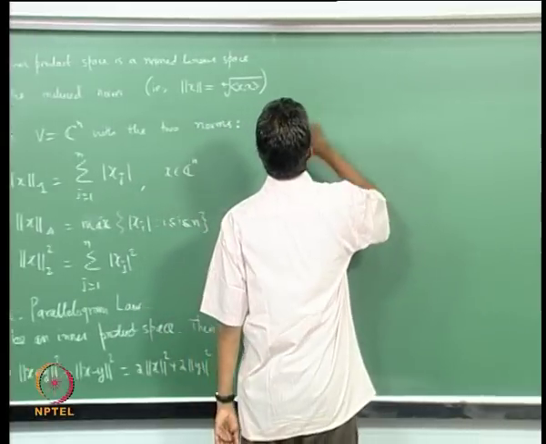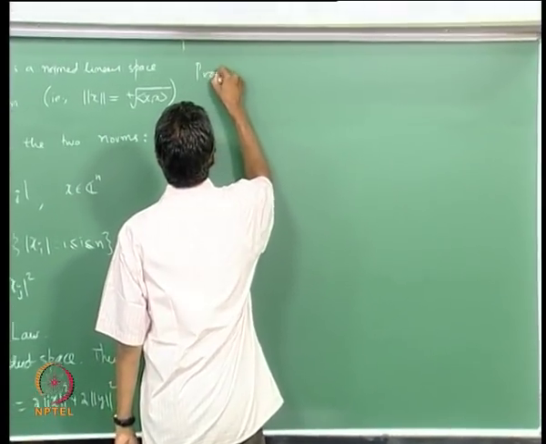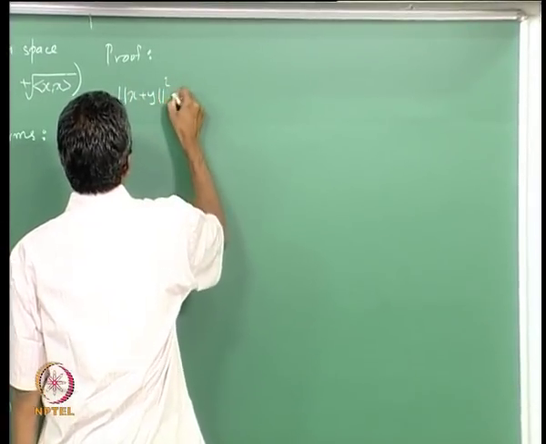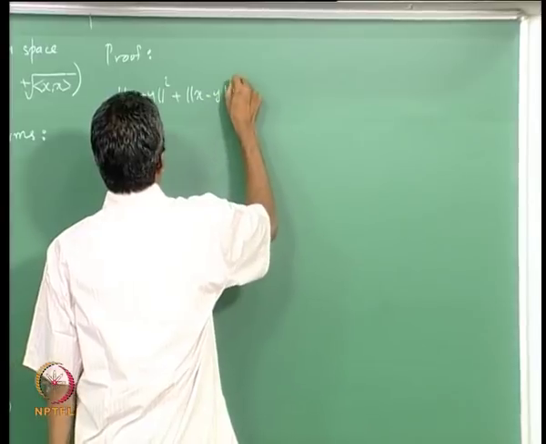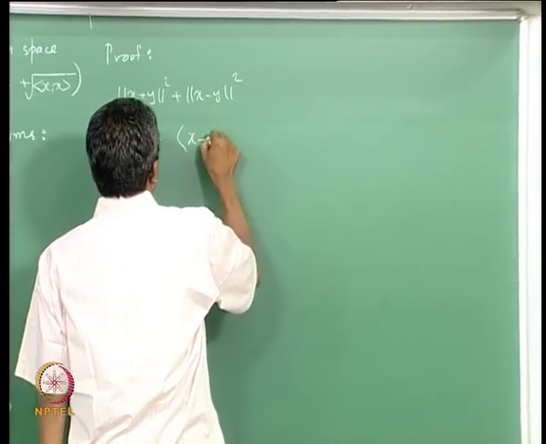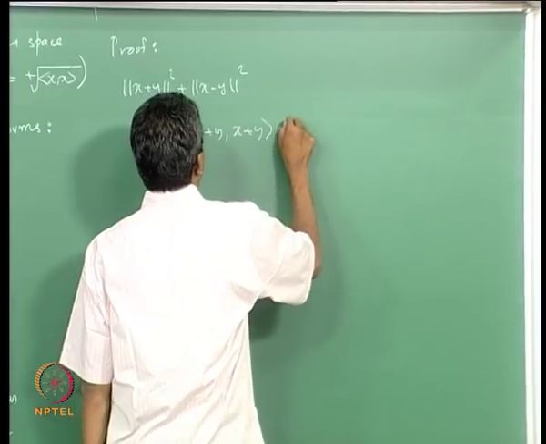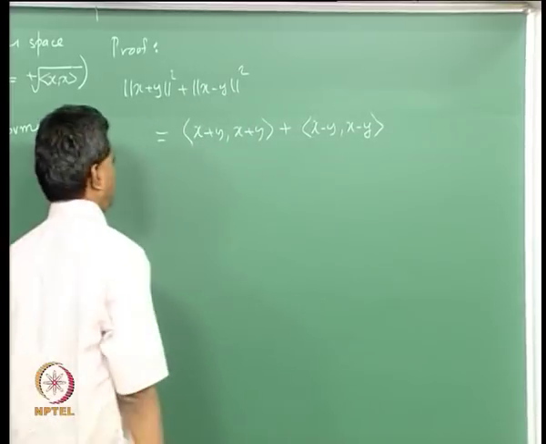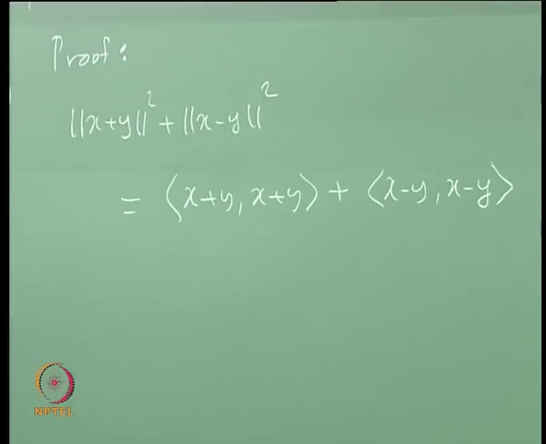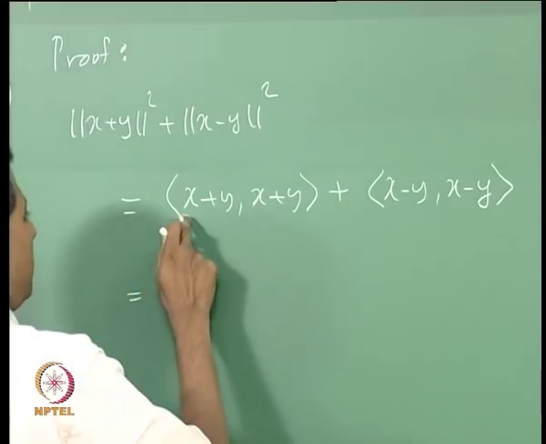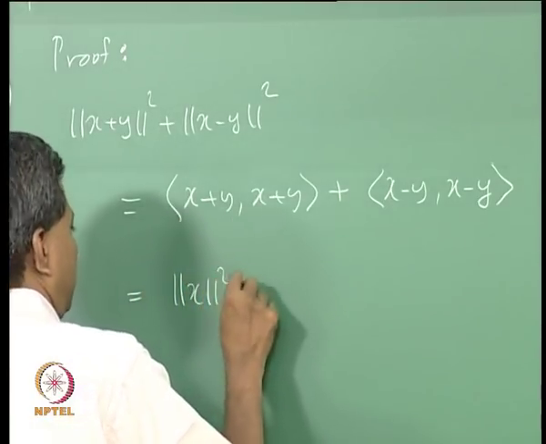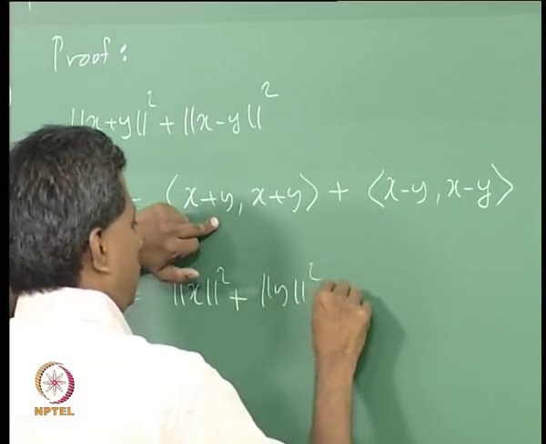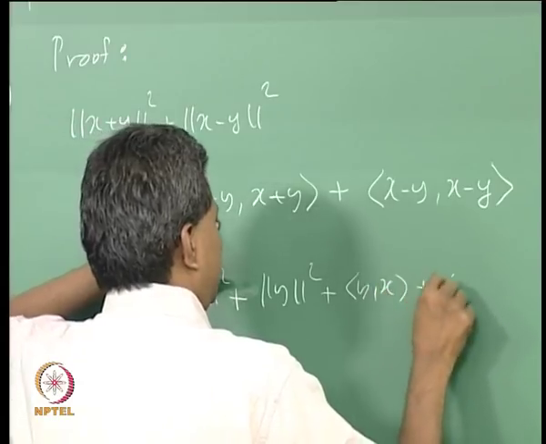Rather straightforward. You simply look at, see this is induced by an inner product, so you need to use that. Look at norm x plus y the whole square plus norm x minus y the whole square. This is inner product of x plus y with itself plus inner product of x minus y with itself. Just expand and simplify. x with x is norm x square, y with y is norm y square, and you have a yx and an xy.